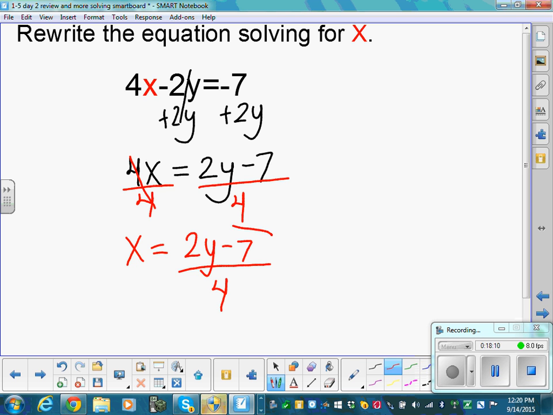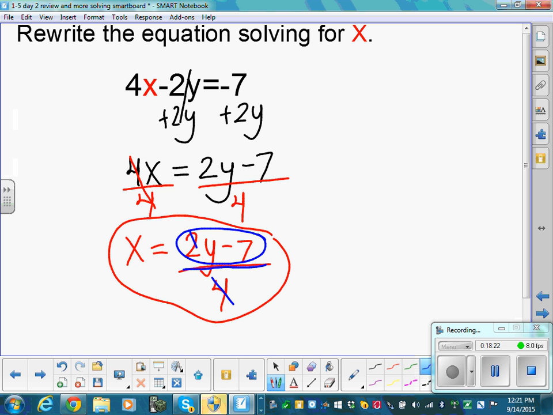There's our final answer. Now, do not make the algebraic error of saying, oh, well, 2 over 4, you can't do that, guys. It was the whole top divided by the bottom. So if you just divided 2 and 4 and put a 2, you were pretending like this -7 wasn't being divided by 4, and it was. So unless all three things divide by something in common, you can't simplify it. So our final answer would have been 2y minus 7 all over 4.